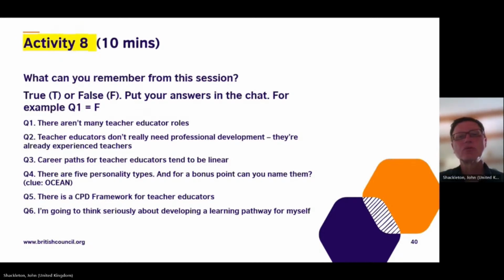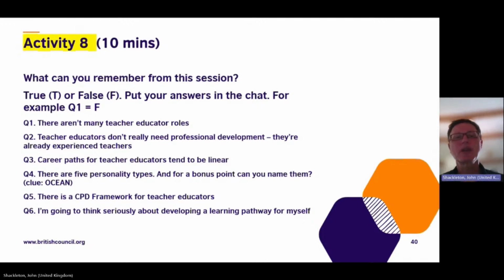Question two is false, of course. As we said at the beginning, teacher educators need professional development. Being an effective teacher educator isn't just a case of being an experienced teacher. We said, didn't we, that perhaps a foundational point is having very good teaching skills, but that doesn't make you a teacher educator.